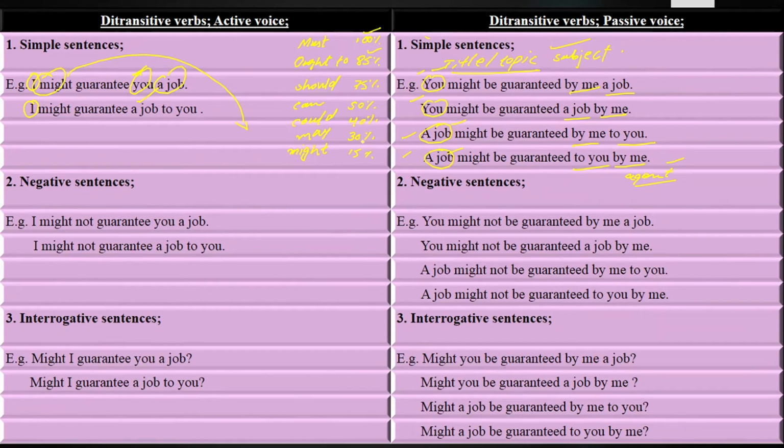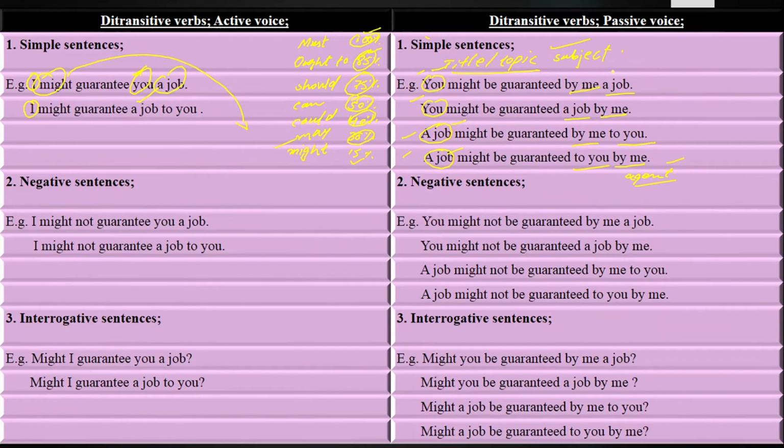These are the sentences of modal auxiliary verbs: must, ought to, should, can, could, may, and today we will be discussing might. And might means you have got quite less chance of an action to be done, 15%, 85% no expectations. So these are the sentences we will change them into passive voice in this way.